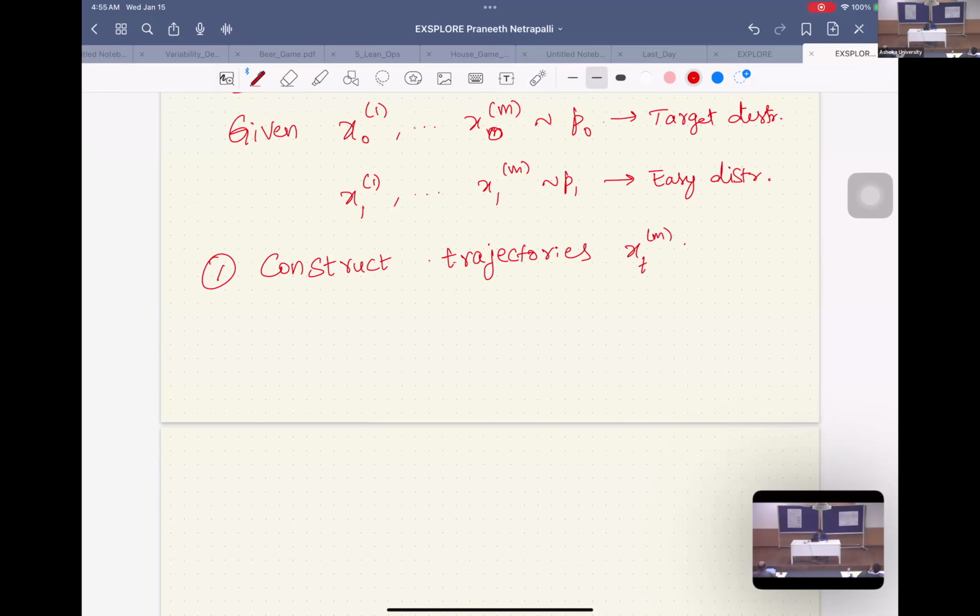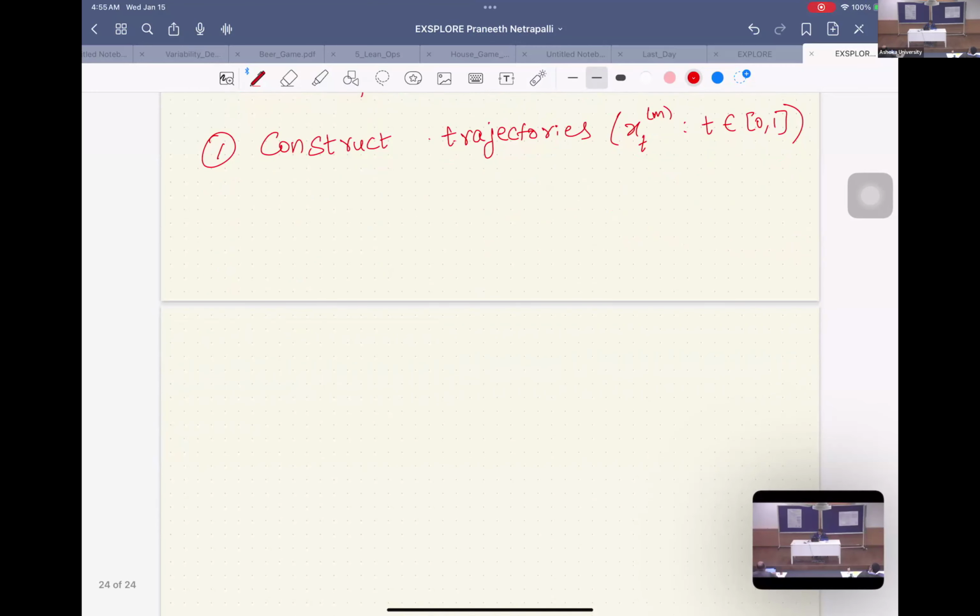XTM, T in 0 to 1. We can use any kind of trajectory, that's up to us, right? And for simplicity, we can choose XTI, so this will be I. XTI is 1 minus T, X0I plus T times X1I, right?